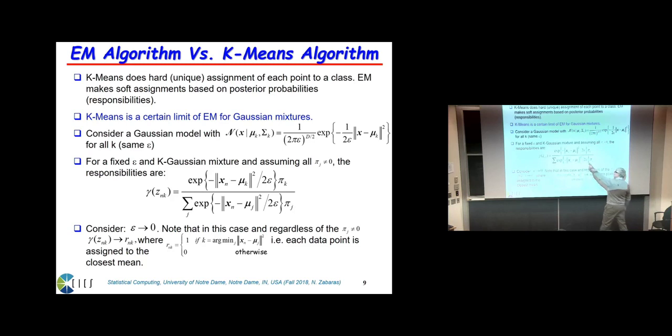So if this k happens to be the argument that minimizes the distance from xn, it's the center basically that minimizes it, all right? The term here and there will cancel. The other terms in the denominator will be much smaller, so you don't need them. And what you actually get is the strong assignments that you do in the k-means algorithm. So the point here is that the EM algorithm is way more general, and it gives you the k-means algorithm.